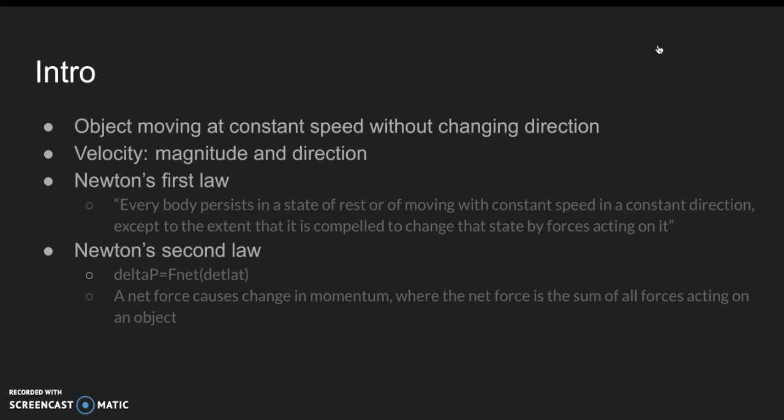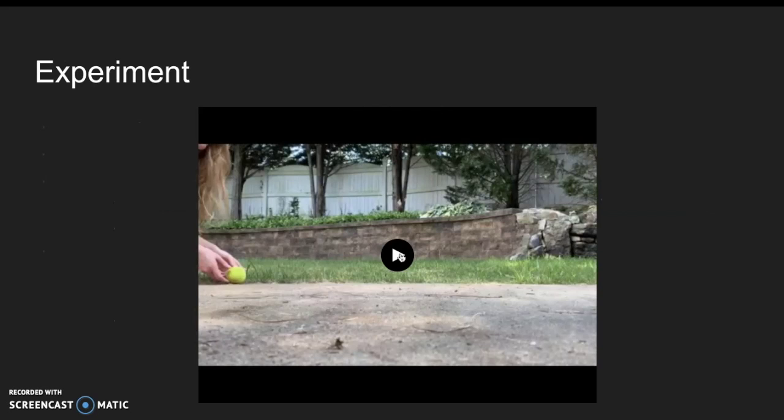And then Newton's second law is also the momentum principle, which is delta P equals F net times delta T, where a net force causes the momentum to change. A net force is the sum of all forces acting on an object, so unless F net is 0, the object's motion will change. So in this lab, we aim to have the F net be 0 to keep that velocity constant. This is a video that I was analyzing for this.